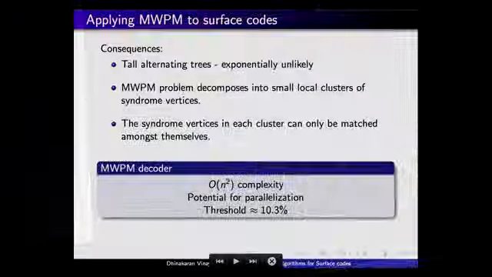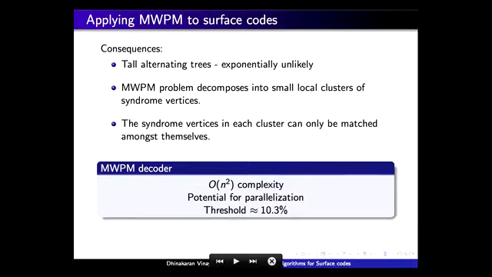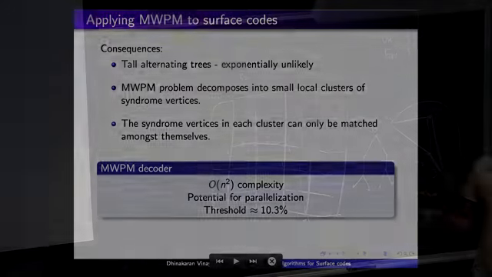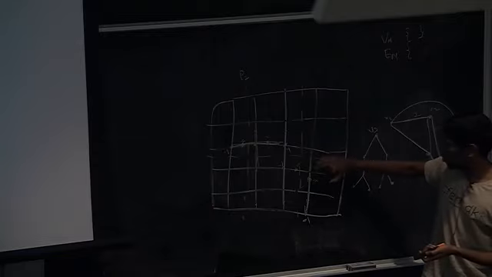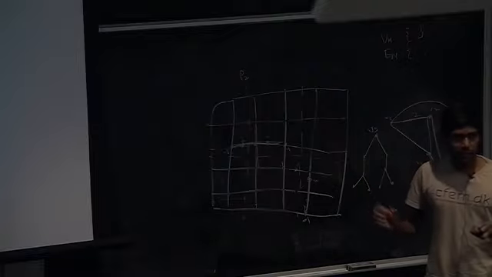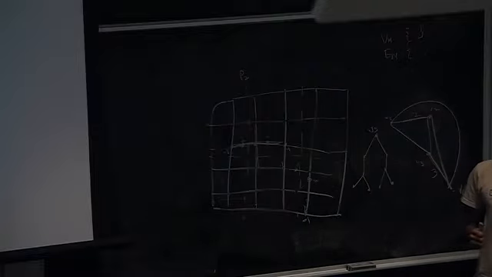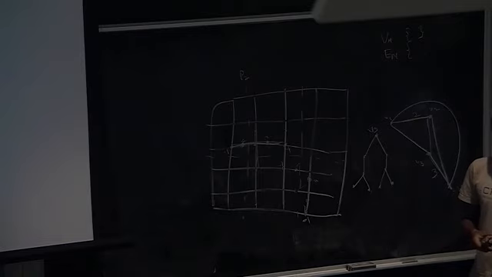And when they do it this way, they still have the O of n squared complexity for constructing this graph and doing some other things, but it's slightly reduced. But there's potential for more parallelism, and they achieve a threshold of 10.3% for minimum weight perfect matching when doing it this way. But still, the question here is, do we really need the full power of minimum weight perfect matching here?